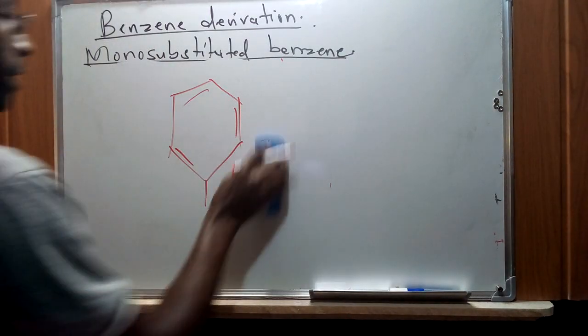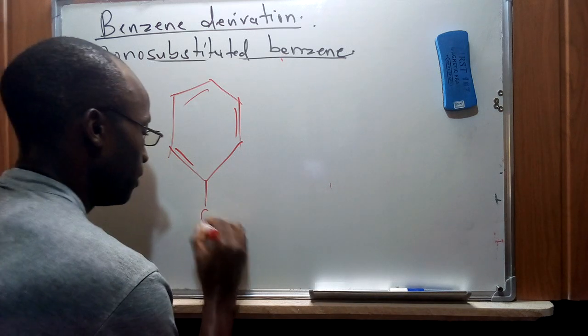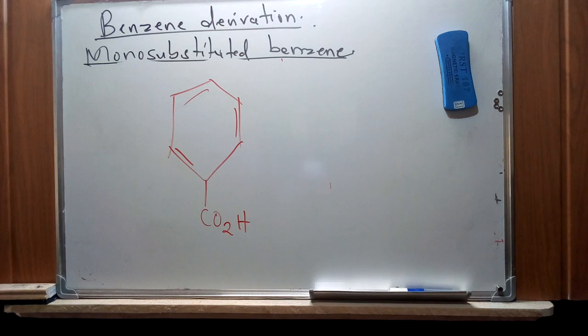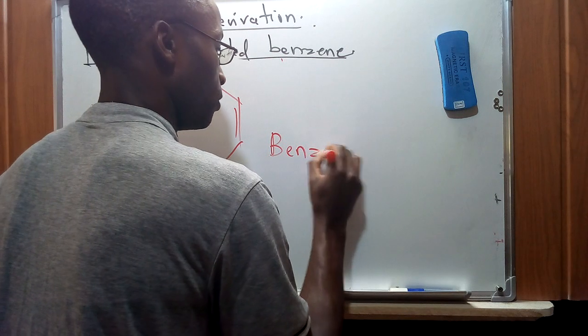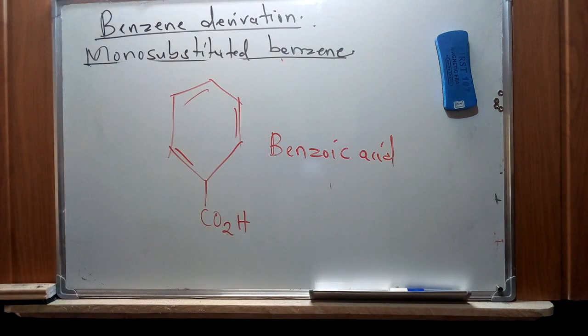And then we can have a different molecule that has substituted hydrogen at that particular point. This is the functional group for a carboxylic acid. So this is known as benzoic acid from the derivative benzene. So benzoic acid, that's the name for that monosubstituted benzene.